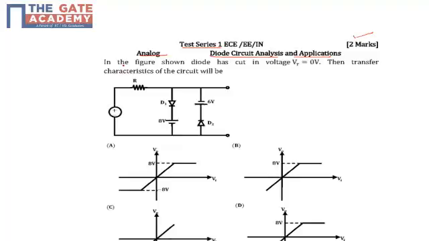The question says that in the figure shown, the diode has a cut-in voltage, that is Vr is equal to 0 volts. Then we need to find out the characteristics for the given circuit. This is the given circuit. It has 2 diodes, D1 and D2. D1 is connected with 8 volts and D2 is connected with 6 volts, and with a resistance R and one voltage source.